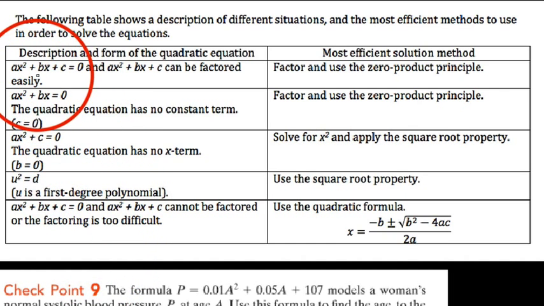In terms of ax squared plus bx plus c equal to 0, if it can be factored, then what I'm going to tell you is factor it and use the zero product principle every day of the week. It's always going to be the quickest way to solve a quadratic equation.